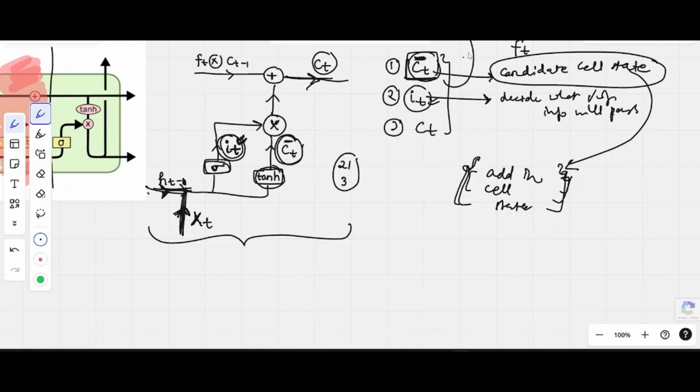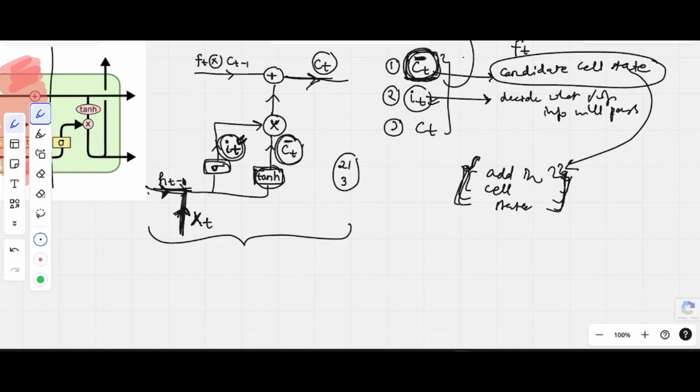So this candidate cell state, it's like whenever in an election there are candidates who say vote for us, but only one becomes the president or the prime minister or whatever post the elections are being held for. The same way, this candidate cell state contains all the information that it thinks is necessary we should put inside our memory cell state based on the current input and the previous hidden state.